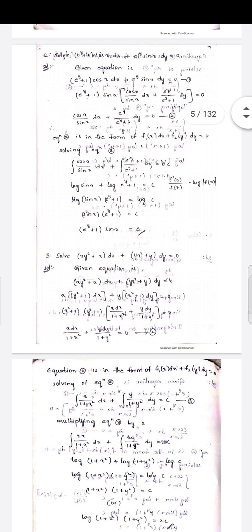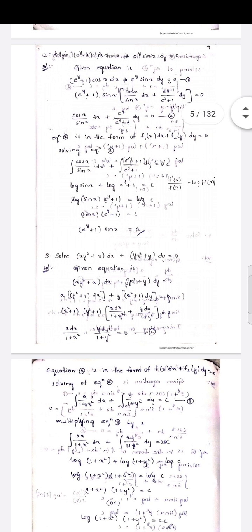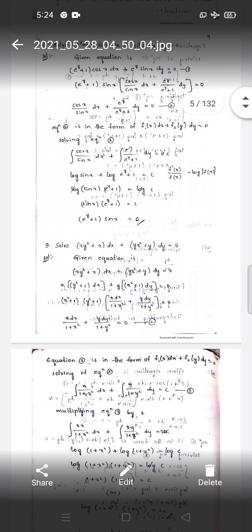This is the variable separable form, so we solve equation 2 by integrating both sides: the integral of cos x / sin x dx plus the integral of e^y / (e^y + 1) dy equals c. The integral of cos x / sin x is log sin x, and the other gives log of (e^y + 1). We apply the formula: the integral of f'(x)/f(x) dx equals log of mod f(x).